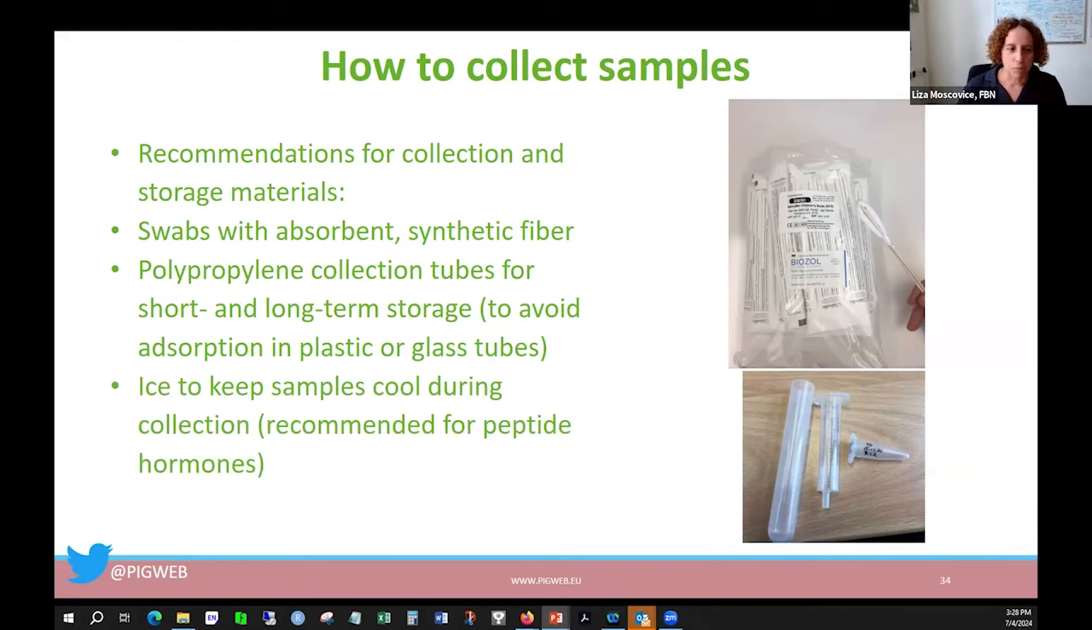I recommend whenever possible to have a styrofoam box with ice chips in it and keep your collection tubes on ice while you're collecting. It just stabilizes temperatures. It's not so important for cortisol and other steroid hormones because they're relatively stable hormones, but it's really important for hormones like oxytocin and other peptide hormones that are less stable and can be influenced by temperature changes.